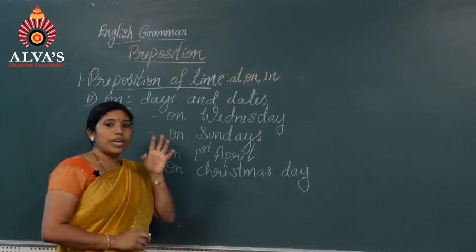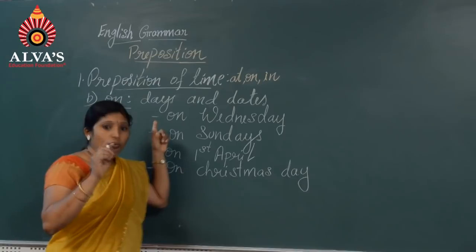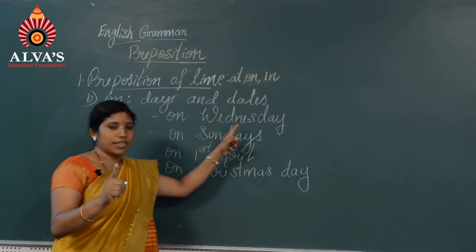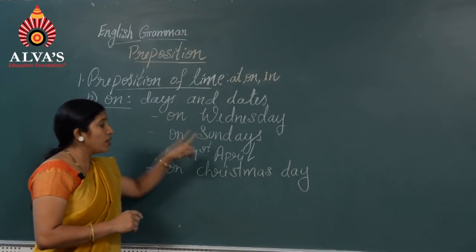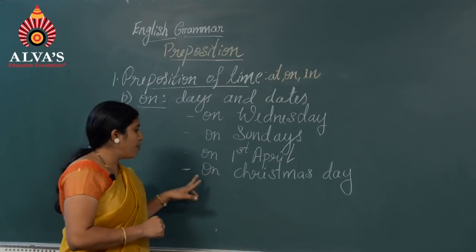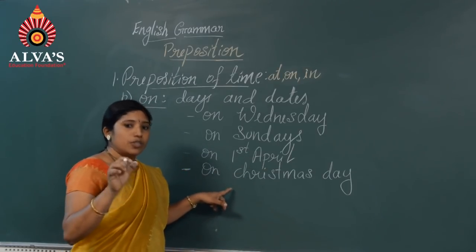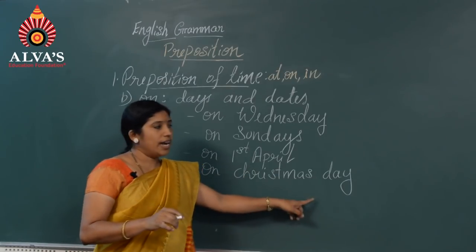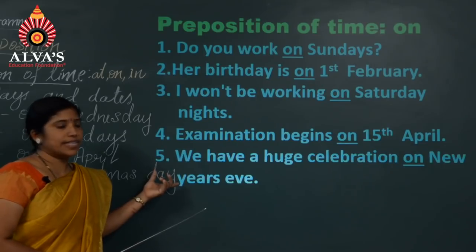So here we use the preposition on only for one day or for one date. For days and dates, a particular day, maybe on Wednesday, on Sundays, and for the dates like on 1st April, and even for on Christmas Day, that is a particular day, that is December 25th. And we shall have more examples. We shall go through some of the examples.